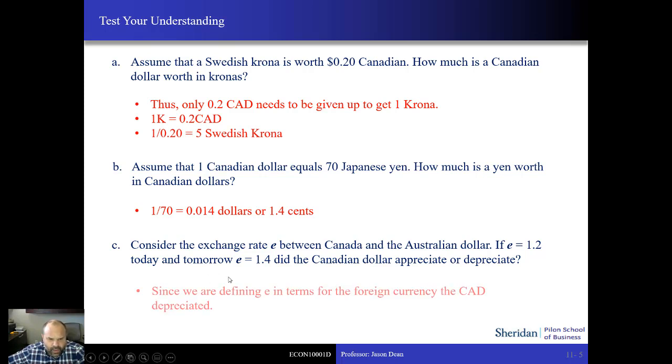Okay, I'm back. So since we are defining E in terms of the foreign currency the Canadian dollar can purchase, this 1.2 means that a Canadian would have to give up $1.2 to get 1 Australian dollar. That's yesterday, and then today we would have to give up 1.4. So obviously we have to give up more of our currency between this period to get 1 Australian dollar. Then of course our currency, the Canadian dollar, has depreciated.